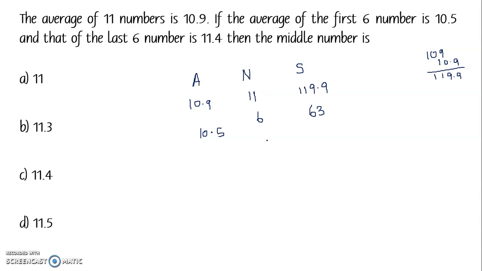Then the average of last 6 numbers is given. Okay, that is given as 11.4. So 11 will be 66, and again I have 0.4 into 6 will be 2.4. Okay, so that will be 68.4. Now this is the sum of last 6 numbers.